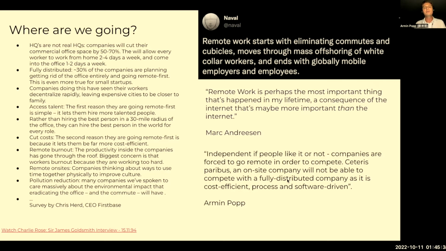Now, with fully distributed companies, we have software and processes first, and then we insert people afterwards, which is a very, very efficient way to be cost efficient and to compete, which is why on-site companies will not be able to compete in the future with remote companies.